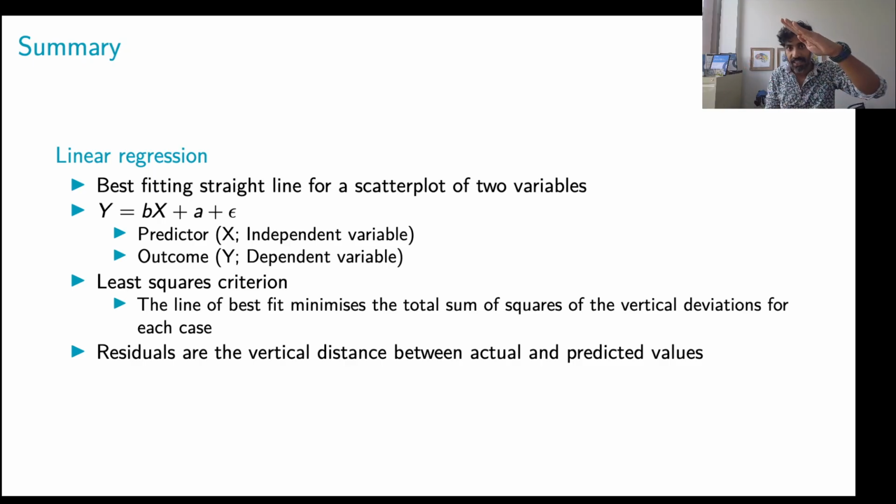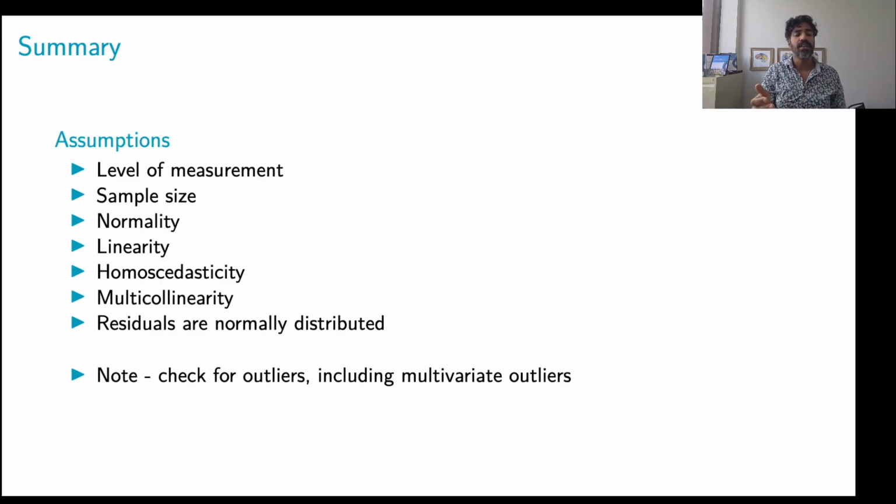And then we have the ANOVA tests in our models to see, is this line better than the average? Residuals are the vertical distance between the actual and predicted values. We have the assumptions, which start with the level of measurement. Remember, it can be a categorical measure as well in regression. We just have to dummy code it if needed, if you're using some software, while others you don't need to. Sample size, we had some thresholds. Then normality, linearity, normality of residuals, homoscedasticity. We talked about multicollinearity, and that the residuals are normally distributed. And note, check for outliers, including multivariate outliers, when we talk about Cook's distance and Mahalanobis distance.